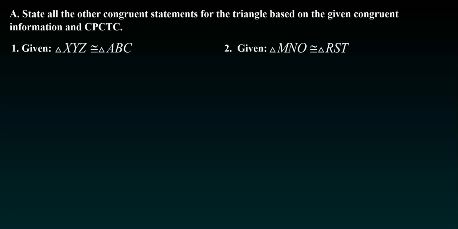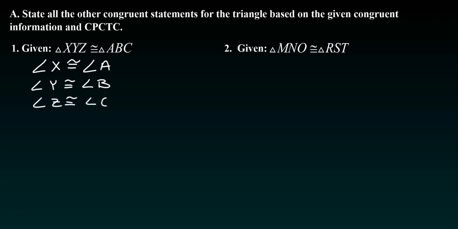So if we look at the angles, this means that angle X is congruent to angle A, and angle Y is congruent to angle B. So the letters in the same position are congruent to each other in terms of the angles. Angle Z is congruent to angle C.